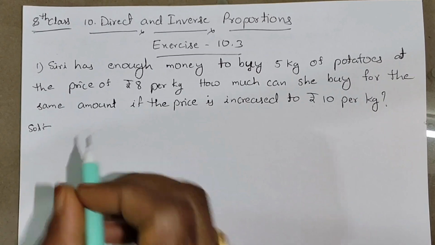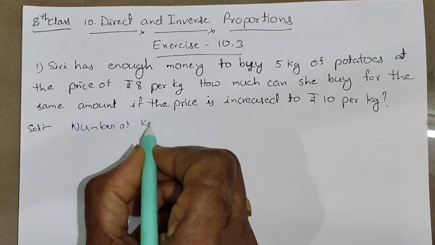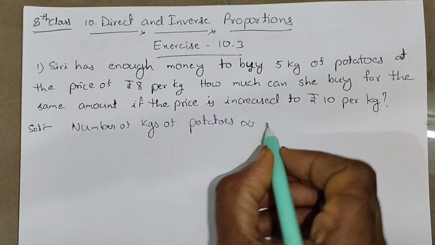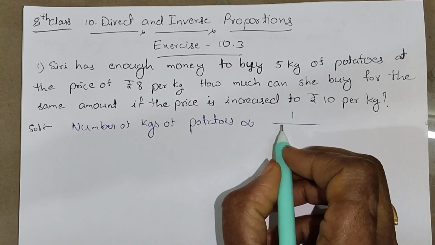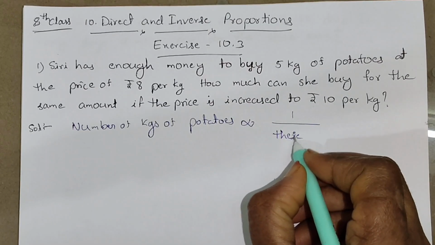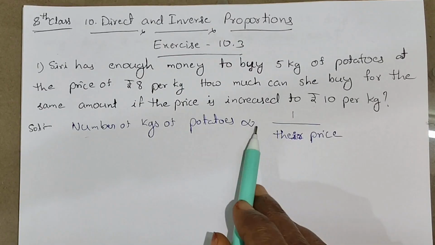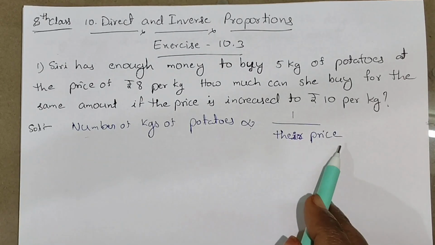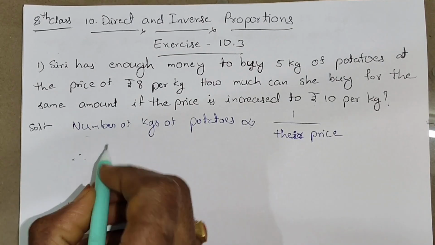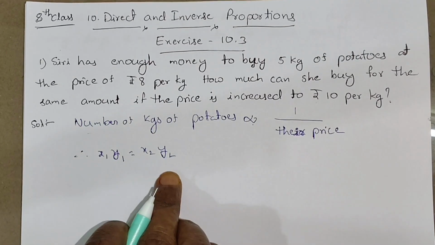So the number of kgs of potatoes is inversely proportional to their price. So these two are inversely proportional. For inversely proportional, the ratio we write is x1 y1 is equal to x2 y2. This is the ratio of inverse proportion.